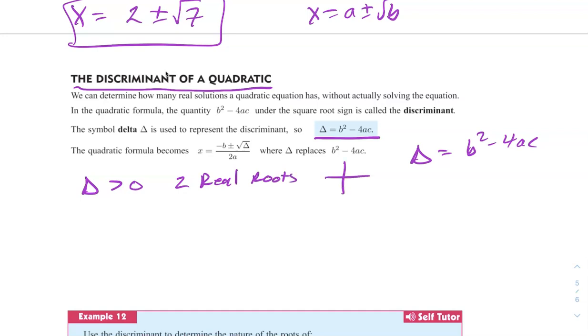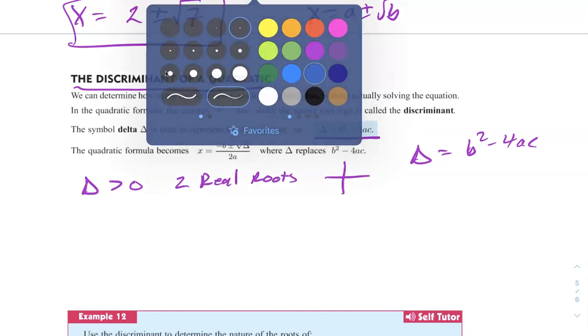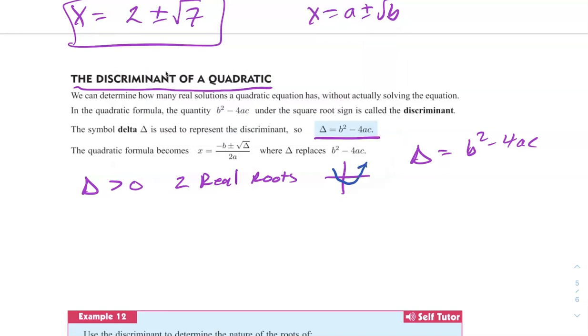Basically, your graph looks like this, where you get 2 solutions. X-intercepts, also known as zeros, also known as real roots, all the same thing. So when the discriminant, the thing underneath the radical, is positive, you should get 2 solutions, or 2 x-intercepts.